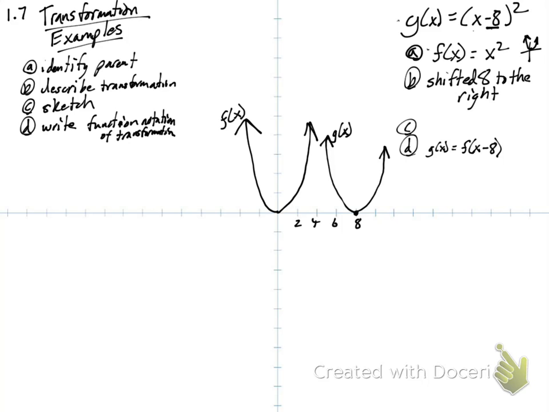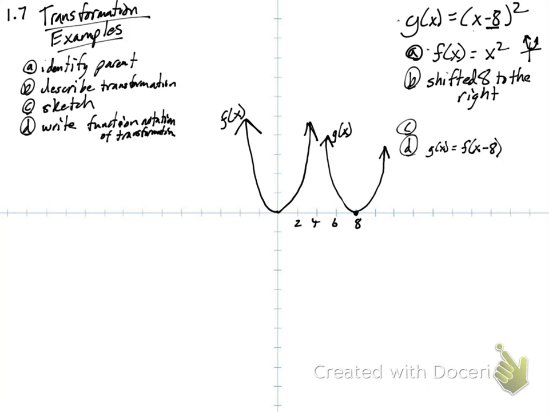Let's do this one. Same process, but let's do a new one. Let's do g of x is equal to negative (x plus 10) squared plus 5. That'll be fun. Alright, so the parent function is, oh, how nice, it's the same parent function, x squared.